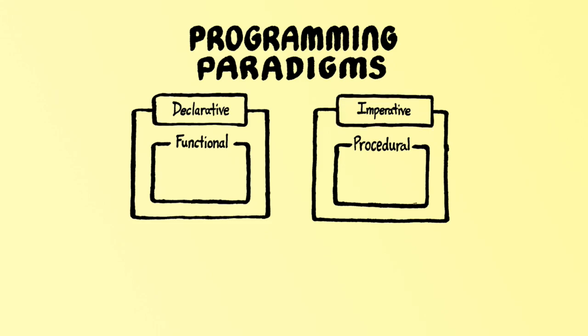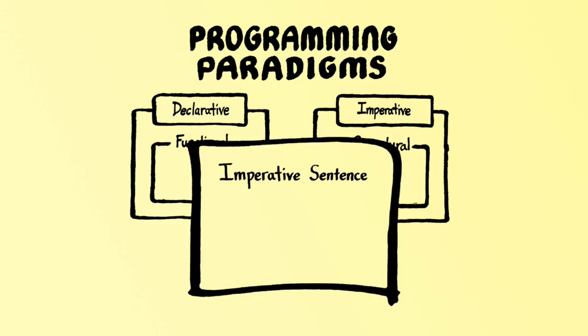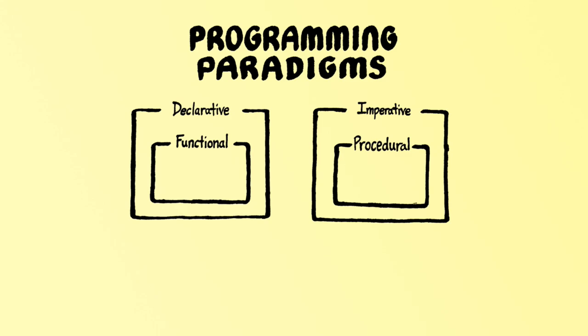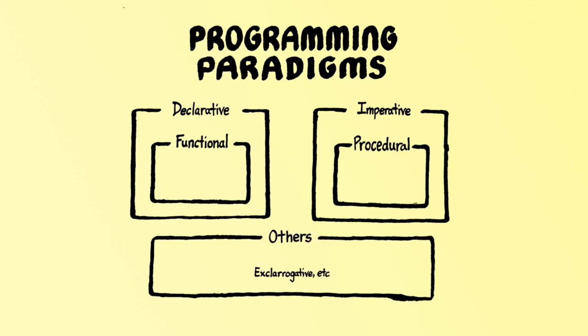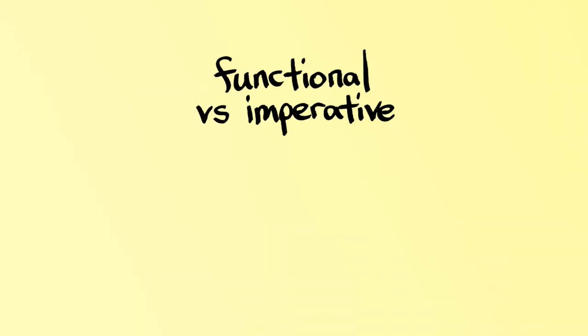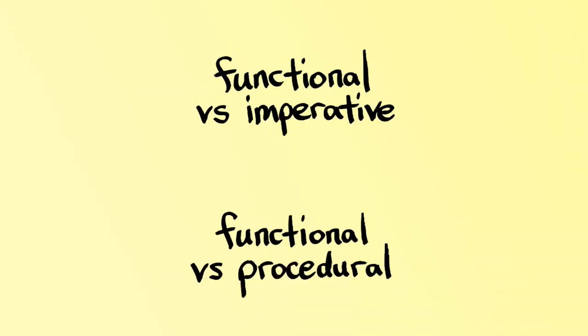declarative, and those two words are also words used to describe human language sentences. In human languages, speaking an imperative sentence means commanding someone to do something, and speaking a declarative sentence means stating something like a fact. There are other programming paradigms, but that's also not in the scope of this talk. We won't be making many distinctions between functional versus imperative programming or functional versus procedural programming. In most of those cases, the word imperative could be substituted for procedural and vice versa.